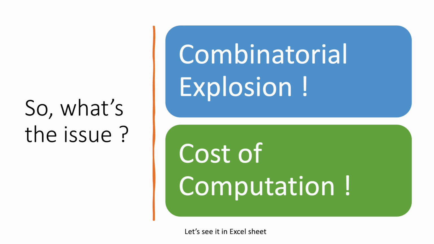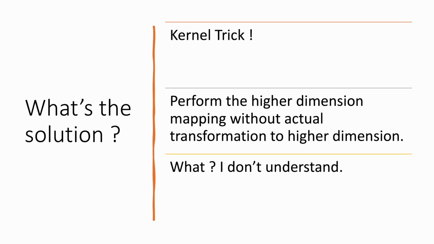It is very easy to say, okay, let's project it into a higher dimension and we'll linearly separate it. But it comes with a cost, and the cost is computational cost. So what is the solution? The solution is a trick called the kernel trick. Instead of what we do in feature engineering, where you transform the data to a higher dimension, in the kernel trick we will map without actually doing the transformation.